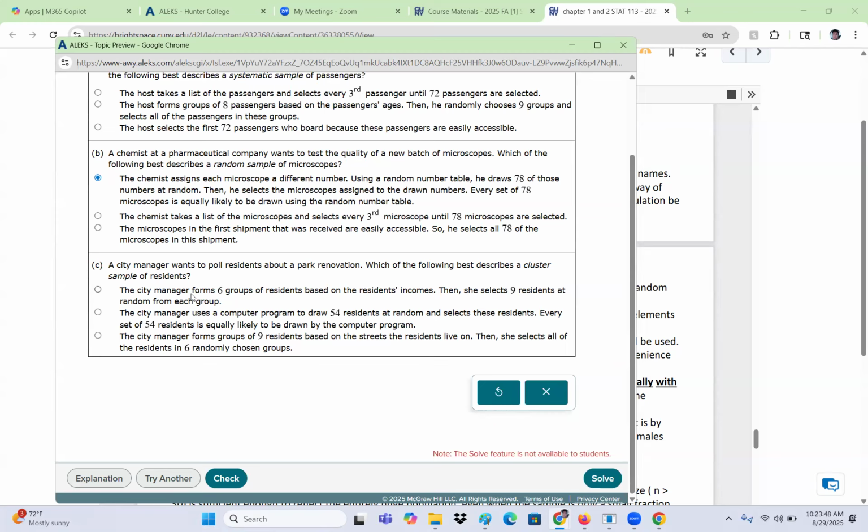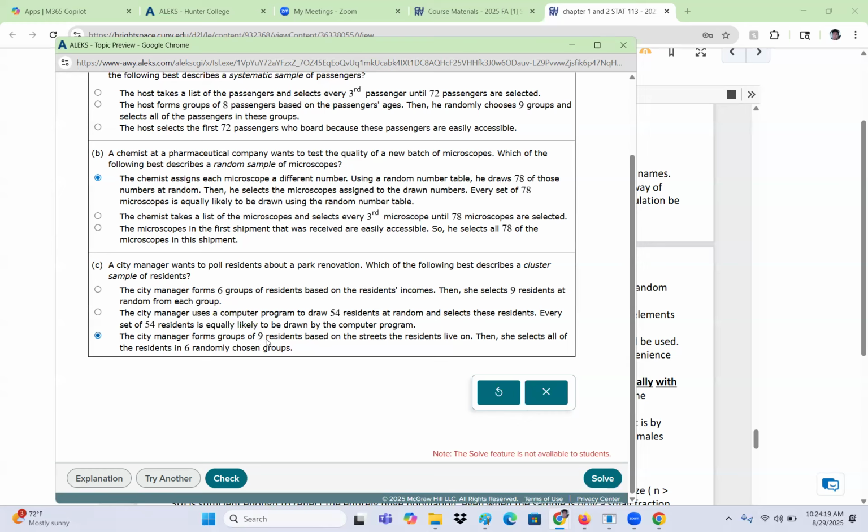The city manager formed six groups of residents based on resident income, then selected nine residents at random from each group, right? So this is one way you can tell it's coming from stratified sampling, but somehow they messed up the names for some reason. So it might be cluster. We have to be really careful with that. The words "equally likely" mean it has to be random sampling, so you just have to get rid of that.